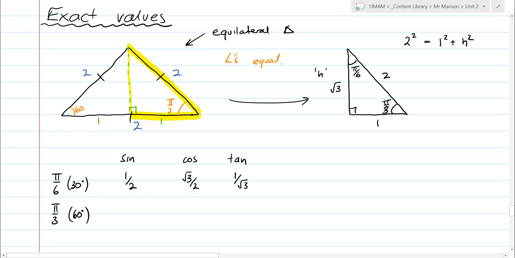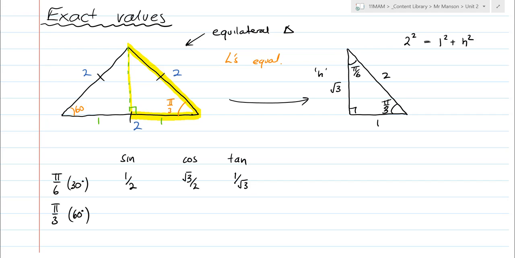1 over root 3. Okay, why would we put this under the umbrella of exact values? Because it doesn't have a decimal point that's been rounded. Because we've used surds, this is an exact value. We know exactly what that's equal to.